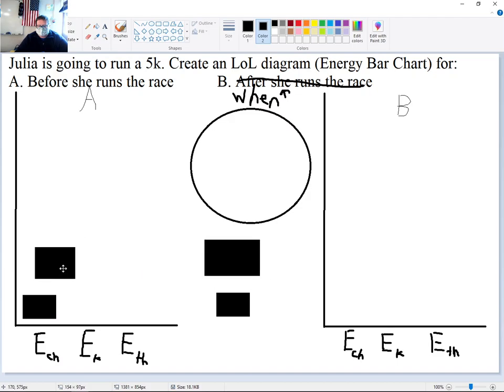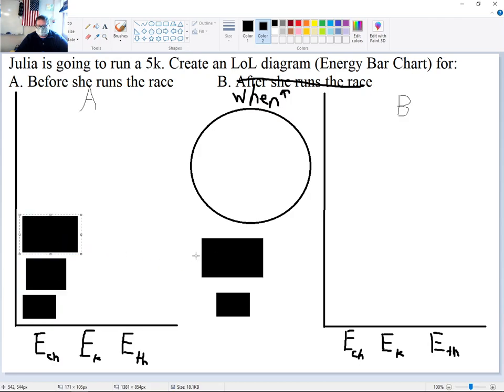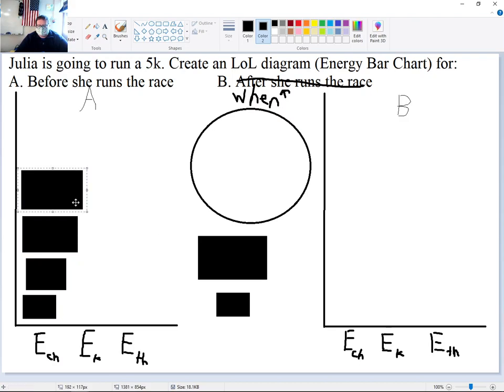And again, this is kind of tedious. I'm sorry. This is easier if you're doing it on paper by far, which you can do, as I'll talk about in a minute. Now you've got these really big blocks. I don't know why they're getting bigger, but I can't do anything about it now. These should all be the same, just to be clear. All right, 4 blocks of chemical. I'm going to say this is before she runs a race. She doesn't have any kinetic, and she doesn't have any thermal.